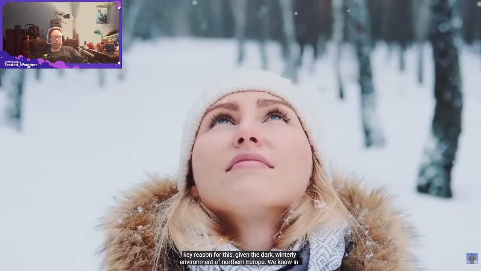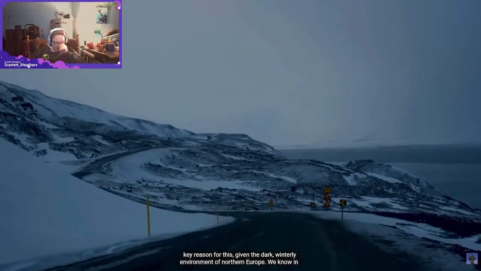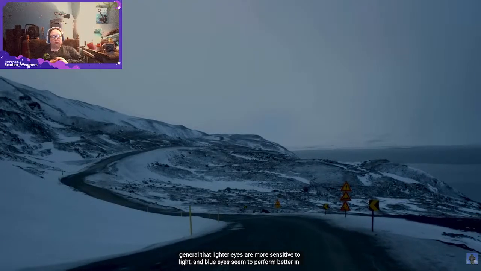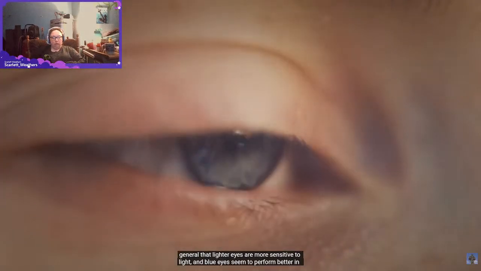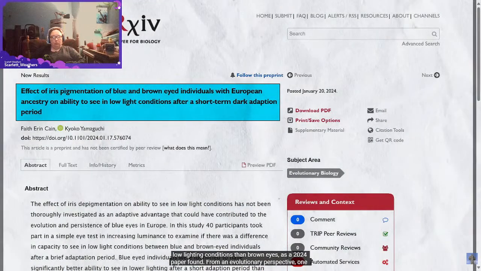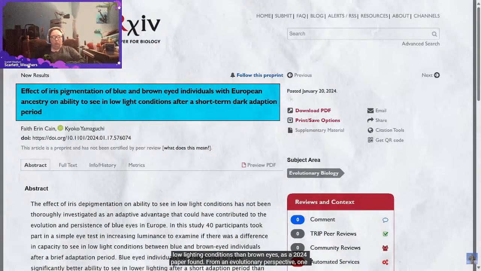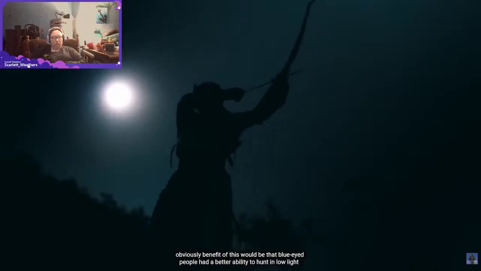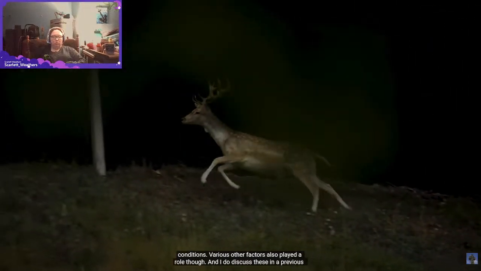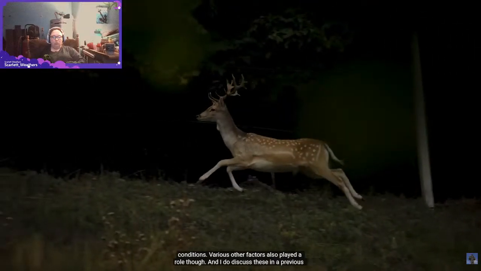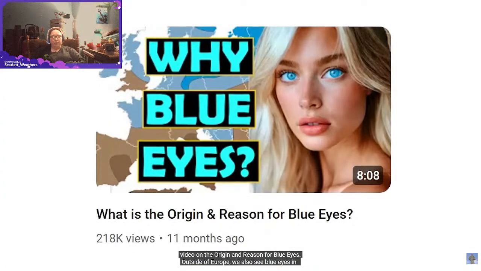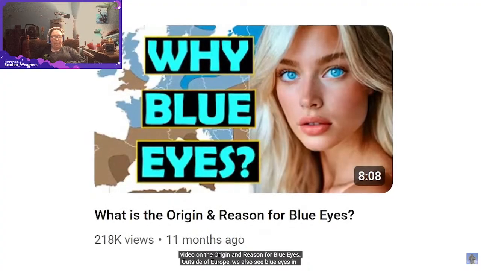Climate is probably a key reason for this, given the dark, wintry environment of Northern Europe. We know in general that lighter eyes are more sensitive to light, and blue eyes seem to perform better in low lighting conditions than brown eyes, as a 2024 paper found. From an evolutionary perspective, one obvious benefit of this would be that blue-eyed individuals had a better ability to hunt in low light conditions than darker-eyed individuals. Various other factors also play a role though, and I do discuss these in a previous video on the origin and reason for blue eyes in general.